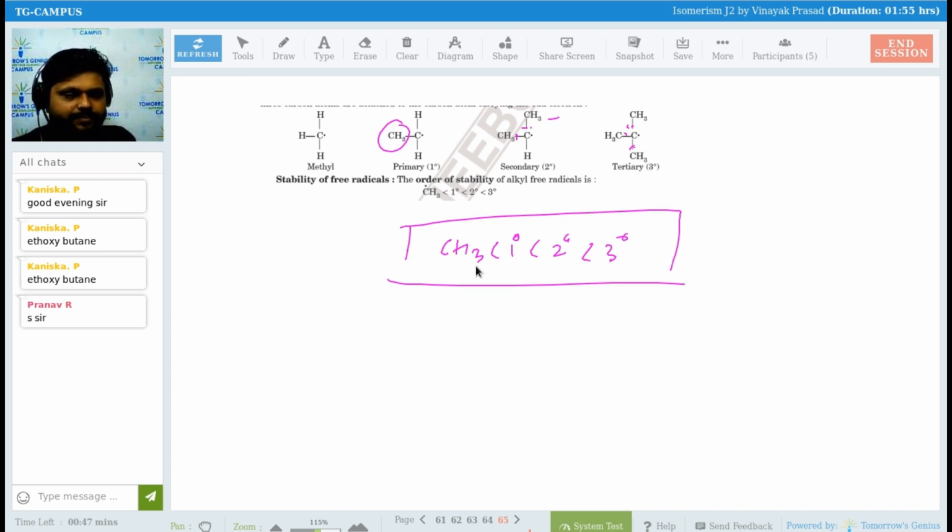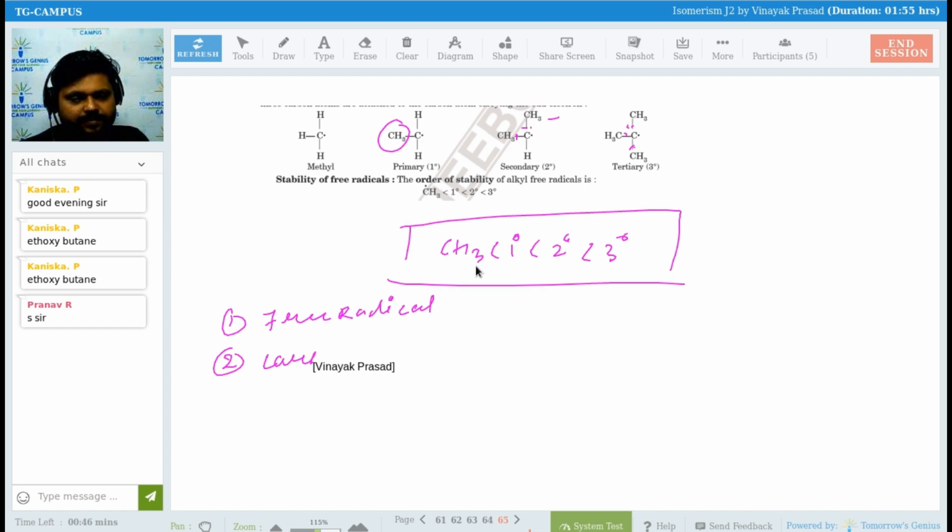Is it okay with everyone? Any doubt? So three things we have seen. First of all, free radical. Second, carbocation. Third, carbanion. If I summarize all these three, can anyone tell me what will be the order of stability for the free radical, carbocation and carbanion? Write in the chat section, guys.